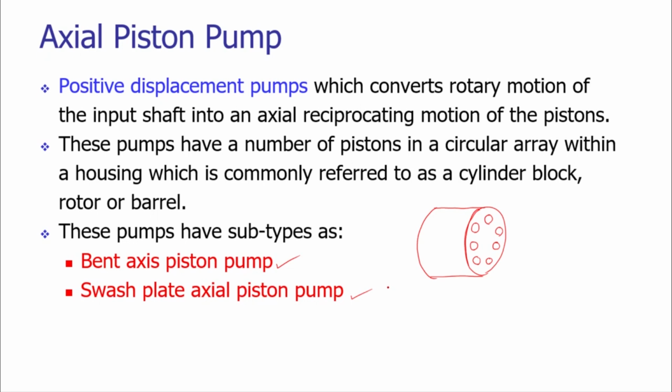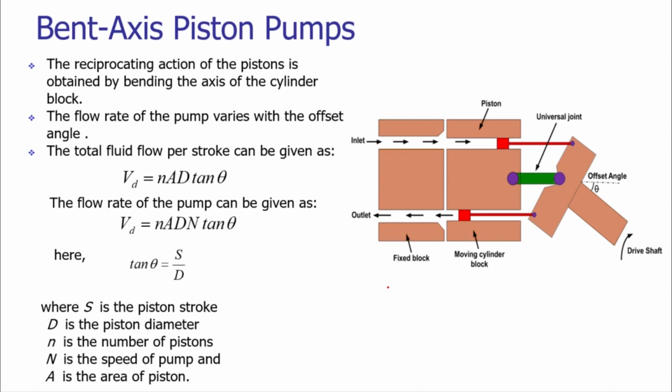So let us look at the construction and working of the bent axis pump and swash plate type of the piston pump. In the first type, that is bent axis piston pumps, we are using a moving cylinder block. This moving cylinder block has a number of bores. These bores are through bores. Inside these bores, we are housing the pistons. These are the pistons. The pistons are having piston rods, and these rods are connected to a plate. So this is a plate.